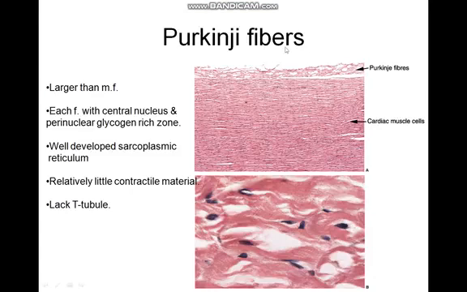Purkinje fibers, which are the termination of the conducting system of the heart, are found in the subendocardial region, and here we have the endocardium. In the subendocardial region we can see the Purkinje fiber. In higher magnification they are larger than muscle fiber or cardiac myocyte, containing a central nucleus surrounded by a perinuclear clear area due to the presence of glycogen. They have a well-developed sarcoplasmic reticulum with little contractile myofilament and lack the T-tubule.